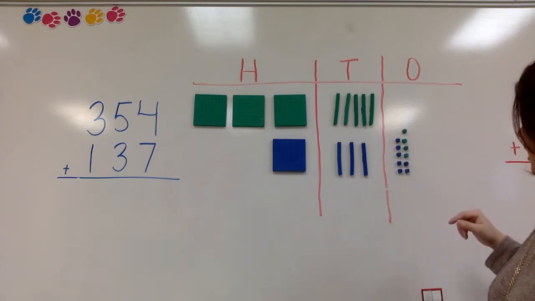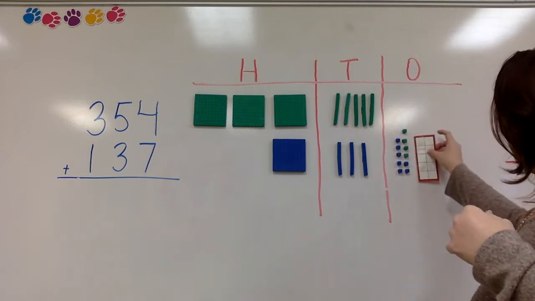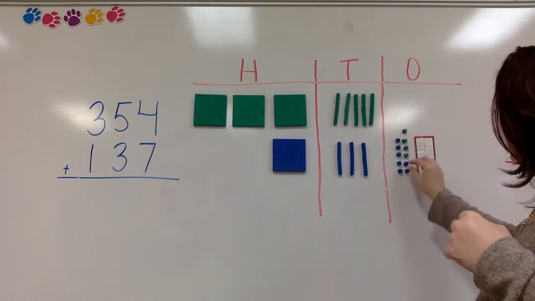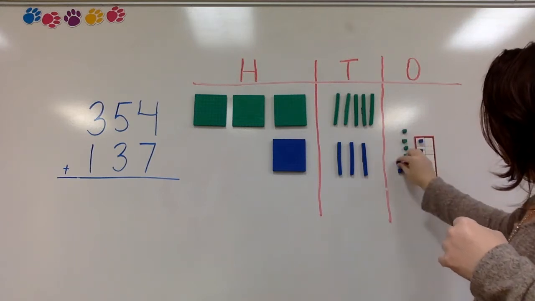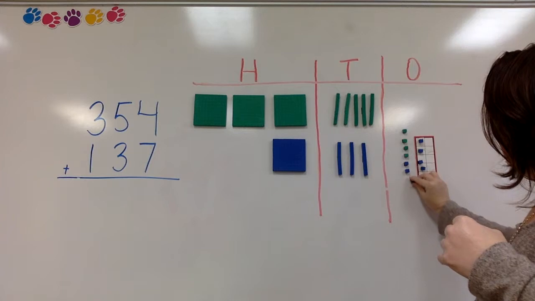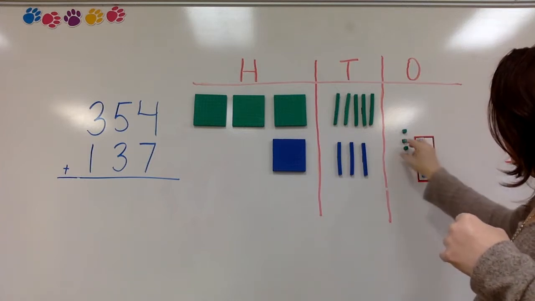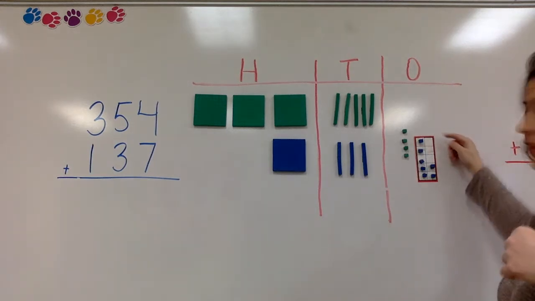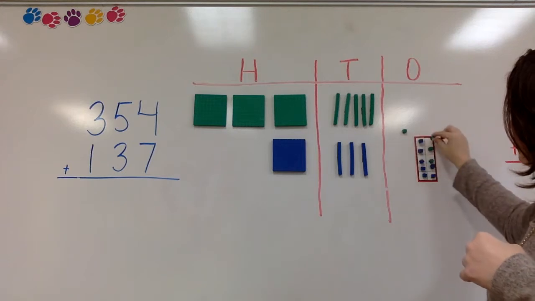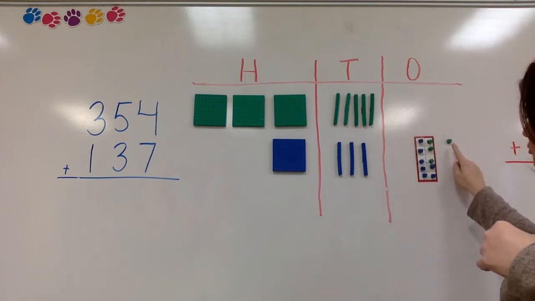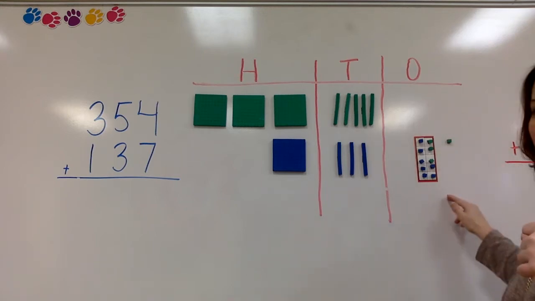Okay, so when we do that, I've got a 10 frame here we're going to use. I'm going to put these on. So I'm going to put my 7: 1, 2, 3, 4, 5, 6, 7. And then I've got the 4. I'm going to continue filling up the 10 frame. 1, 2, 3. And I've got one little extra guy over here. So what did we discover that 4 plus 7 is?